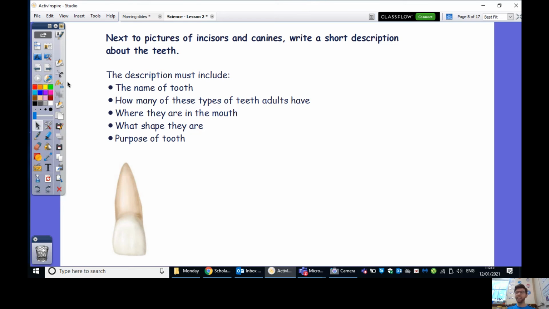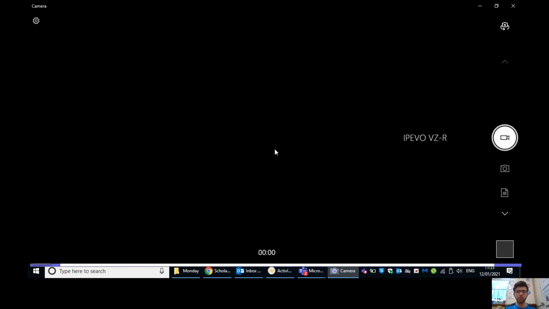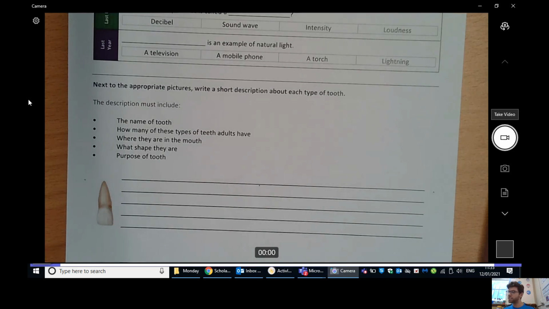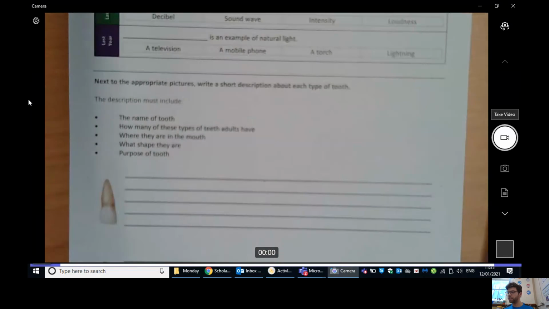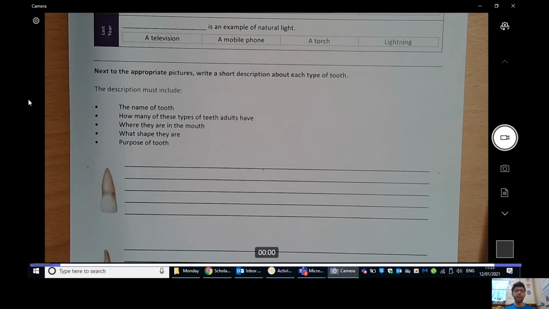Now, what you're going to do next to the picture of each tooth, you're going to write a short description about the teeth. So I'm going to go across to my visualizer here, and this is the worksheet that I've got for you. If you don't have it, that's absolutely fine. If you like, you can even draw your own illustration on a bit of paper of your tooth, and then just write the paragraph next to it. So you don't actually need this sheet, as long as you know what your description must include of each type of tooth. So I'm going to do this with you guys for the first one.